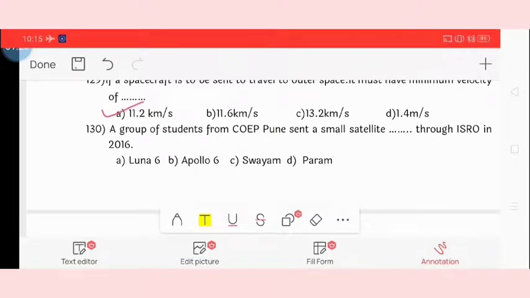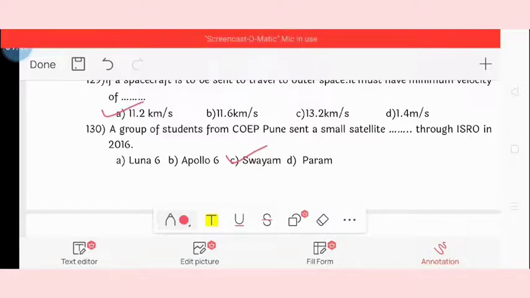A group of students from COEP Pune sent a small satellite dash through ISRO in 2016. So it is Swayam. So the correct option is Swayam. The full form of COEP is College of Engineering Pune, and the full form of ISRO is Indian Space Research Organization.